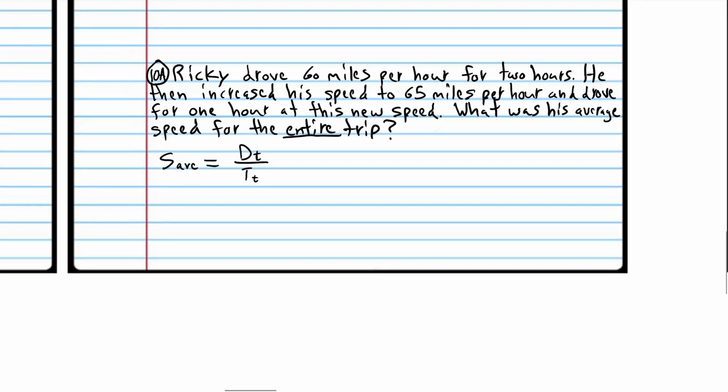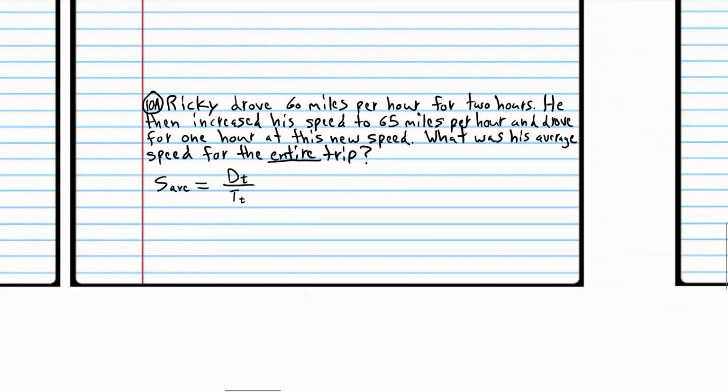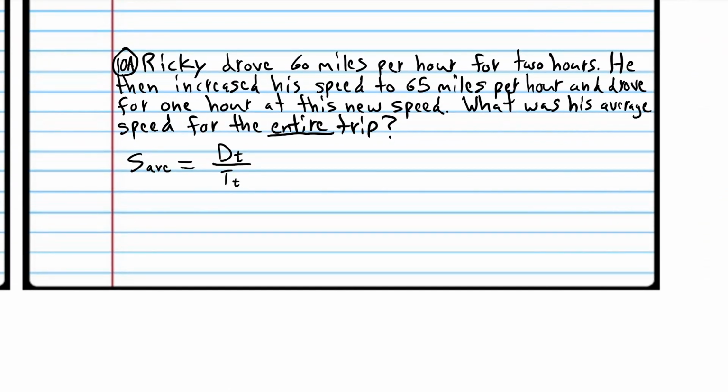We need to figure out the total distance he traveled because there are 2 stages. He's going 60 miles per hour for 2 hours, but then he changes to 65 miles per hour for 1 hour. So there are 2 stages. We need to figure out the total distance he drove for both phases. Then we need to figure out the total time that he was driving. That's actually pretty easy to do, and this means average speed, by the way.